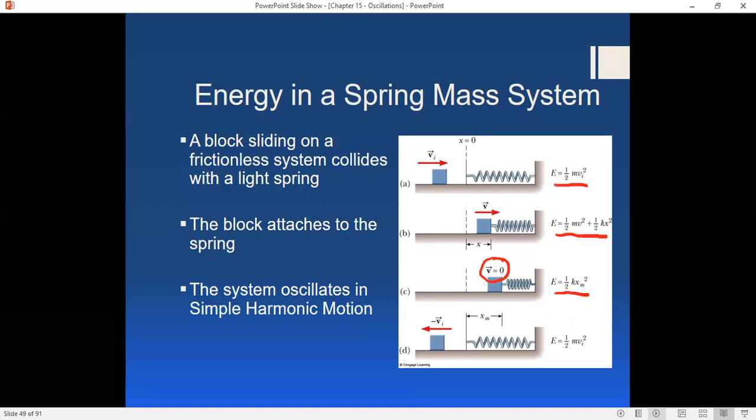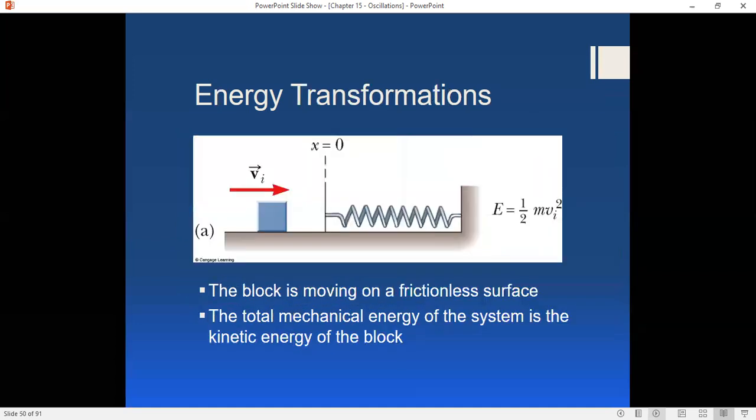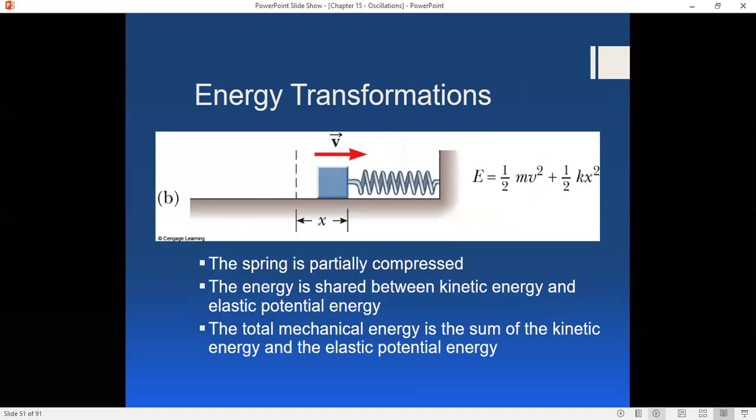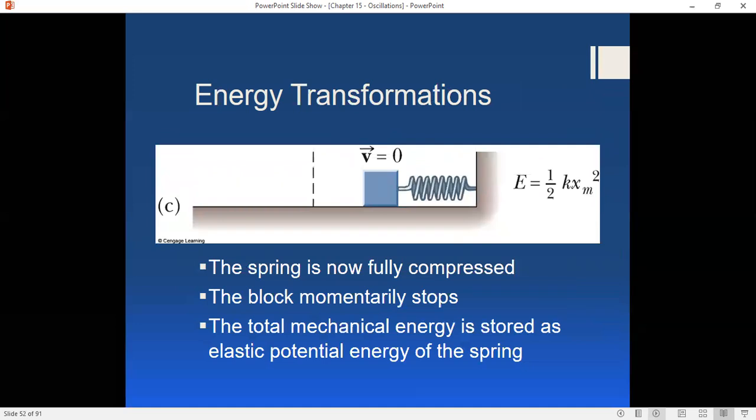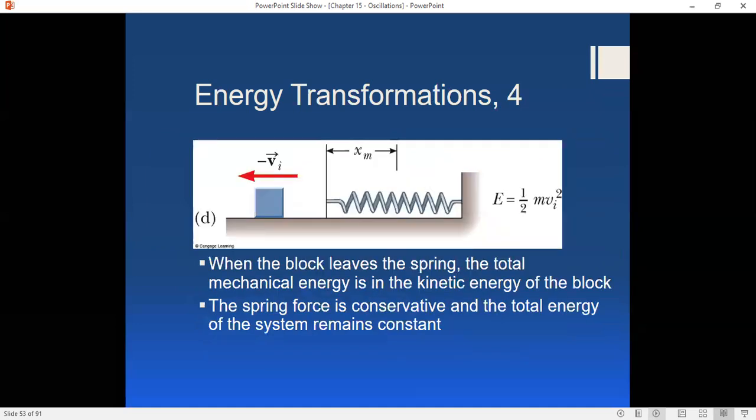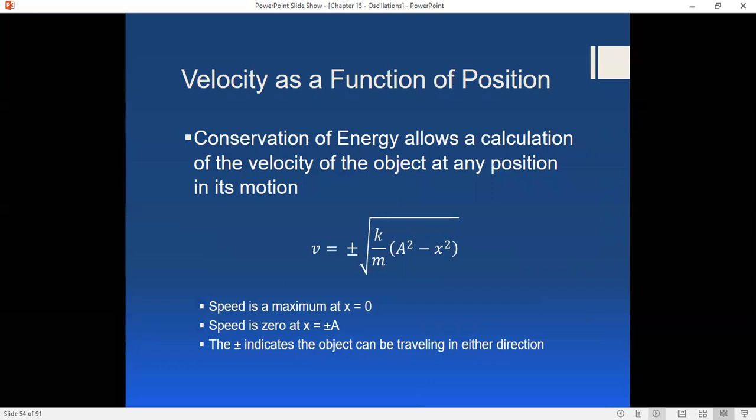If there's no friction here, there's no non-conservative work. The kinetic energy is converted into potential energy, and then that potential energy can be converted back into kinetic energy as the spring pushes on the block. It's an idealized system because obviously there's always going to be a little bit of friction there. Again, we're just transforming energy from one type to another: kinetic to kinetic plus potential to all potential, and then back to all kinetic.